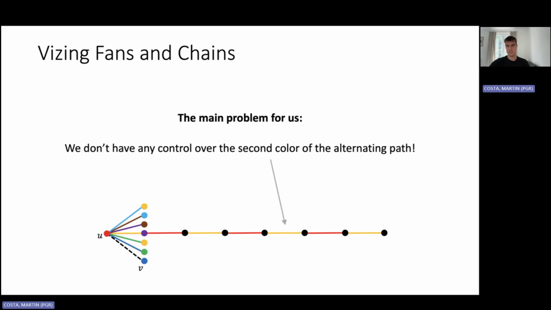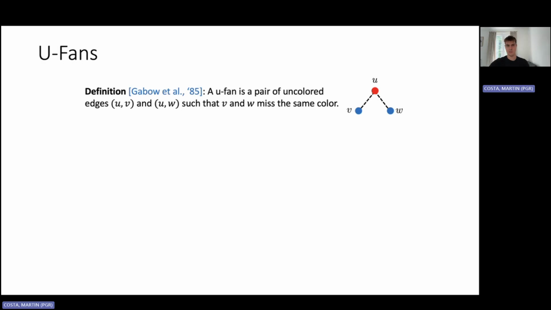So instead of dealing with Vizing chains and Vizing fans directly, we use another intermediate object instead. For this purpose, we use the definition of a U-fan. This was introduced by Gabow et al. for different purposes. And the idea here is that we have two uncolored edges sharing a common endpoint U, such that their other two endpoints are now missing the same color, which here is just going to be blue, for example.